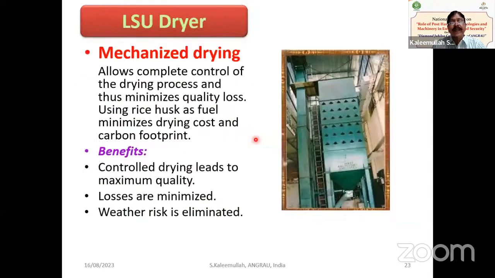And coming to the drying aspect, whenever there are rains, the farmers face a lot of problems in drying the grains. If you use this type of dryer, that is the LSU dryer, the Louisiana State University dryer, we can dry the produce very quickly. And for energy, we can use rice husks, we can burn the husks, and thereby we can minimize the drying cost.